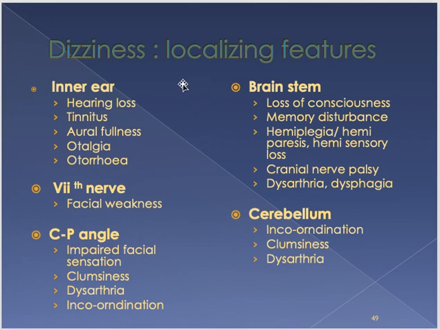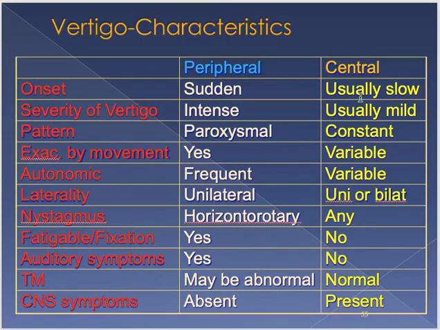Now, see, for example, if you found that someone has hearing loss, tinnitus with this, it means the problem is in the inner ear. Someone who has facial weakness, it could be acoustic neuroma. Someone who has loss of consciousness with memory disturbances, hemiplegia, hemiparesis, of course, it's a central cause. Someone who has cerebellar signs as well, central cause or cerebellar cause, right?